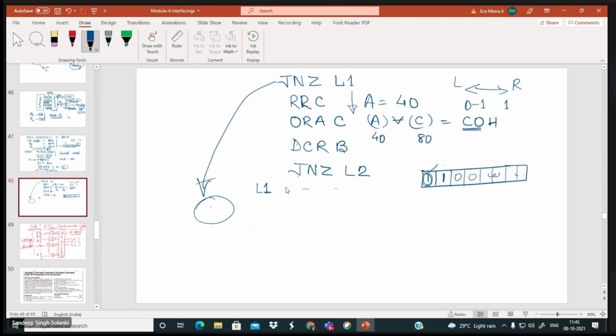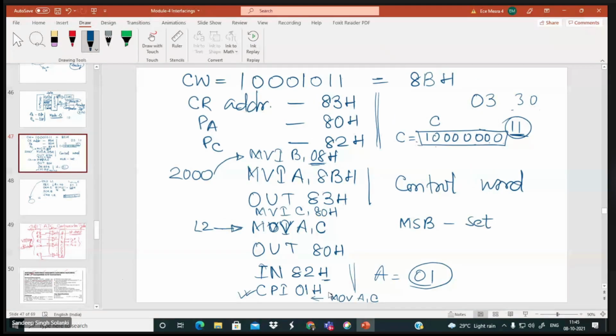That approximated data has to be taken to a temporary register or the accumulator, and you have to rotate it, and then you store it back. Sir, MOV A comma C, then RLC, then MOV C comma A.